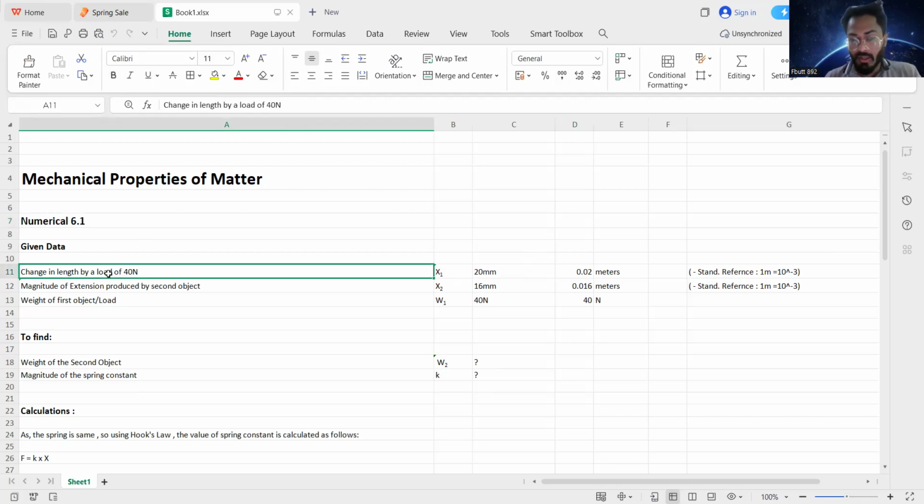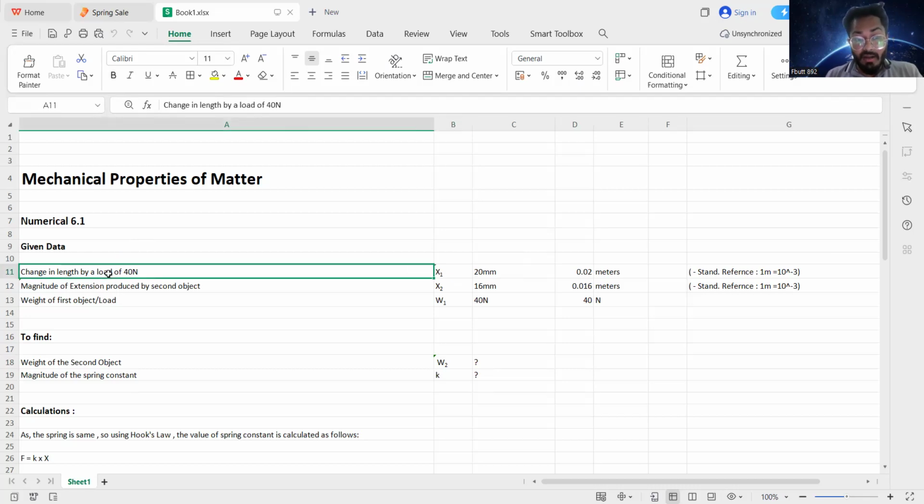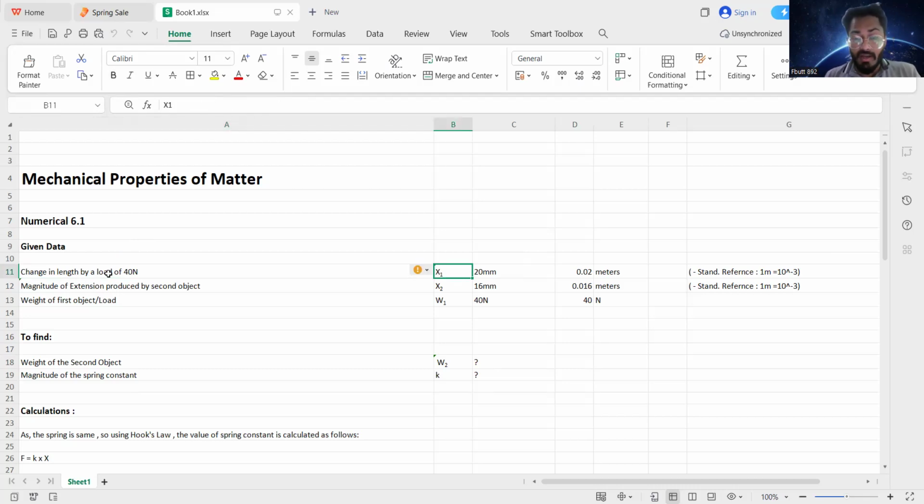So I have put: the spring is stretched 20 millimeter by a load. So there is a change in length by a load of 40 Newton, which is denoted by the symbol x1, and the dimension which is changing is length. If length is changing, that particular kind of deformation is known as linear or axial deformation.